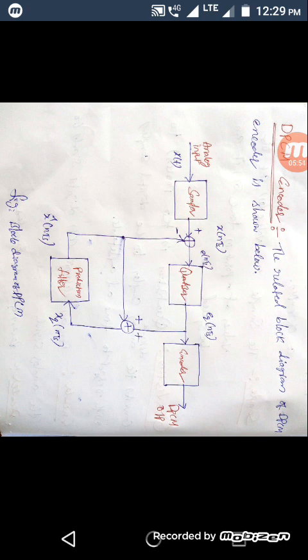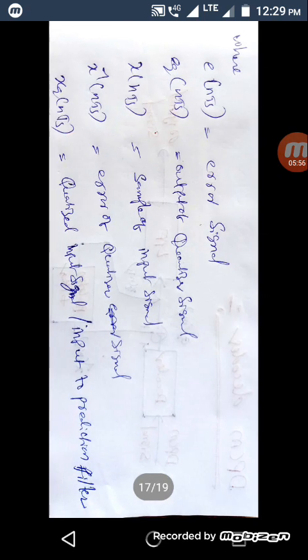So e(nTs) indicates the error signal, and eq(nTs) indicates the output of the quantizer. x(nTs) equals the sample of the input signal. x cap(nTs) equals the prediction of the signal, and xq(nTs) equals the quantized input signal or the input to the prediction filter.